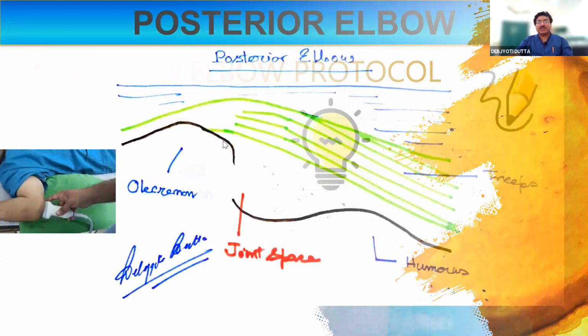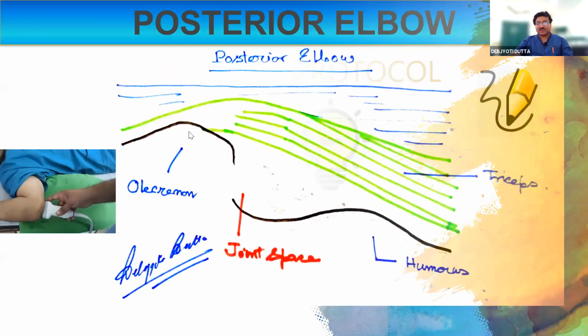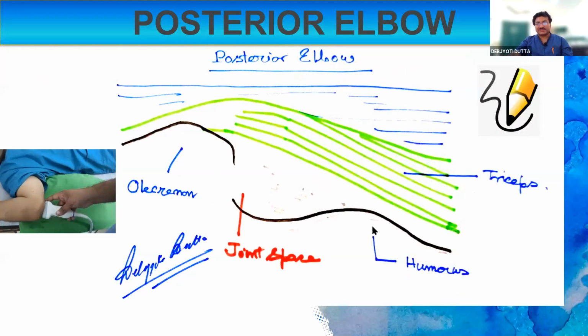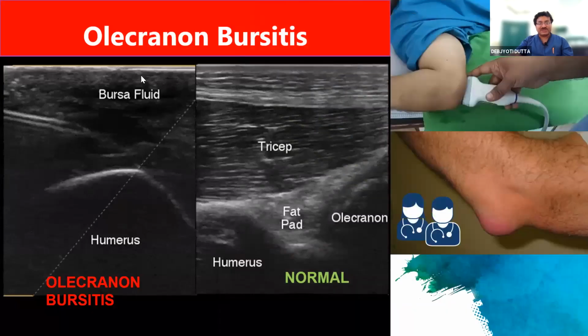This is how it looks in the posterior elbow. Here we will be able to see the tip of the olecranon and the humerus. Now, if the patient has student's elbow, which is a very common condition, what will we see? We will see fluid superficial to the triceps. Remember, student's elbow is superficial to the triceps. It is not deep. In those cases, you will be able to see the bursal fluid. So this is the normal.